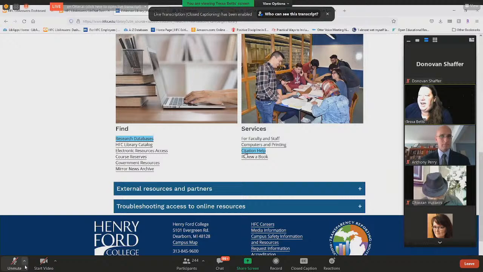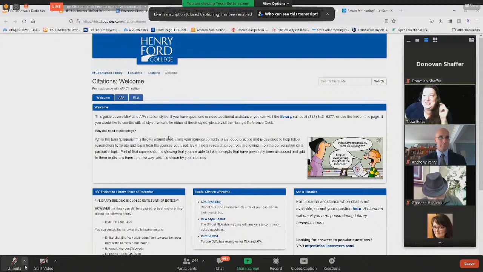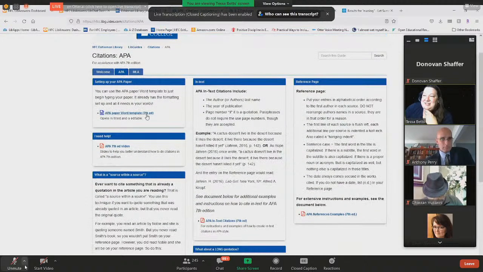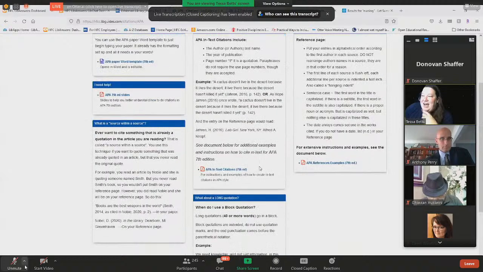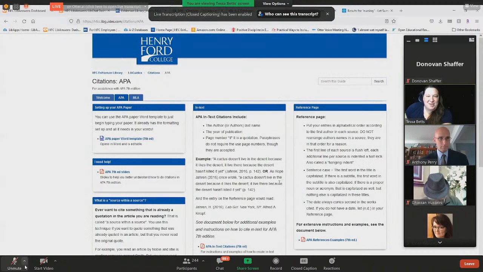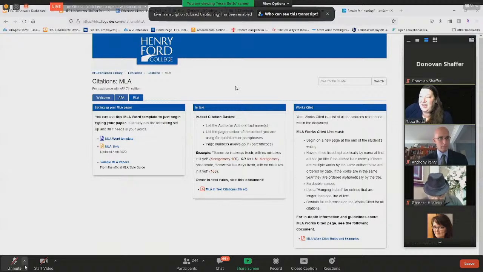We also have this, which is sort of my baby: Citation Help. This is APA 7th edition, everything you ever wanted to know. There's a paper template. How do I do my in-text citations? What is my reference page supposed to look like? What if I want to cite something somebody else cited? All of your questions are answered on this page. This is also MLA. If you're doing MLA, we've got MLA as well.